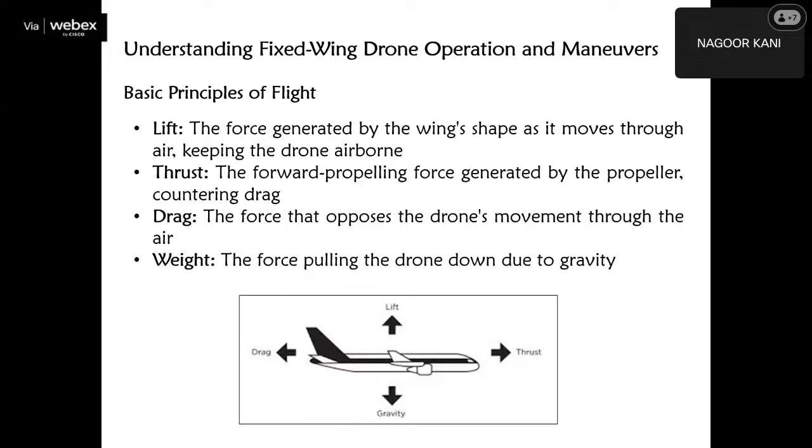The drag itself, the English meaning, is the force that opposes the drone's movement through the air. So if you want to slow down, the drag force will help us do it. The weight force is the natural gravity, the force pulling the drone to the ground. Finally, weight, the force of gravity pulling the drone, needs to be overcome by the lift for sustained flight. Maintaining balance between these forces is very crucial for stable and controlled drone operations.